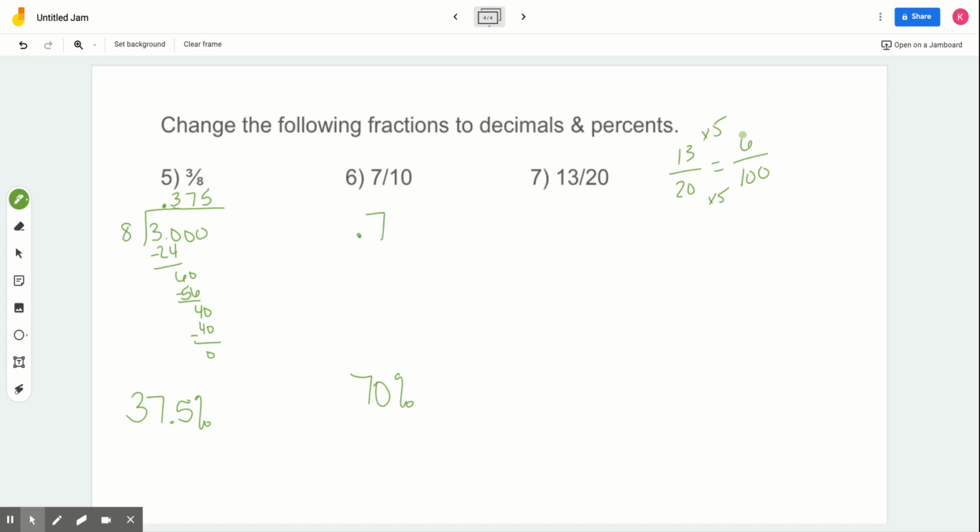13 times 5 is 65. So 13/20 is the same as 65 hundredths. I can now use 65 hundredths to write my decimal. Now again, go ahead and write that as a percent. When you move that decimal place 2 places to the right, your final answer would be 65%.